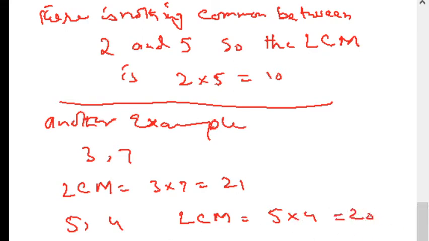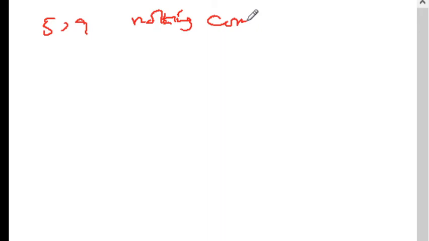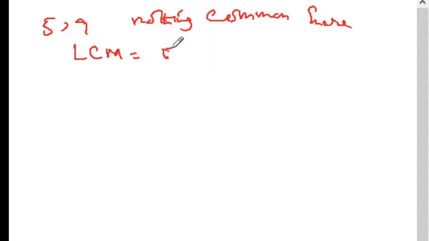Similarly, I'm doing another example here. Another example is 5 and 9. Nothing common here. So LCM is what? LCM is 5 into 9, which is 45. So this can also be done for finding the LCM.